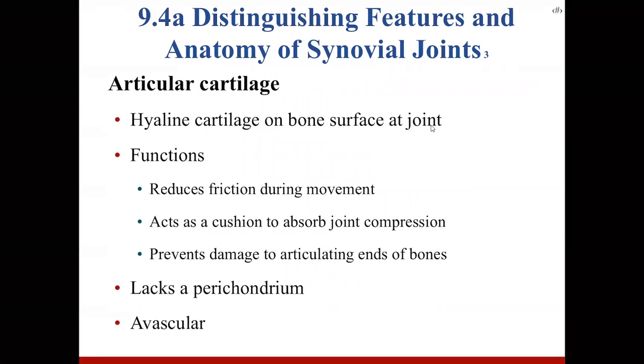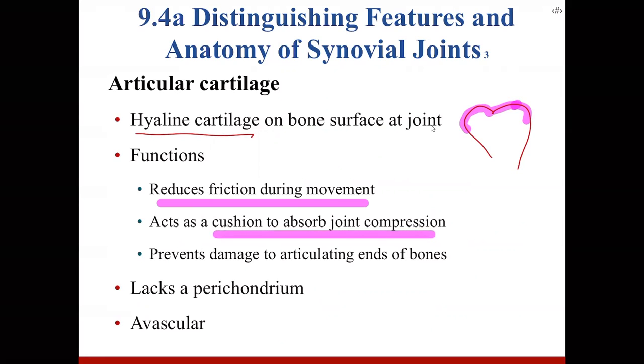Now articular cartilage is hyaline cartilage. Articular cartilage covers the surface of the bone. I always kind of think of it as like Teflon. And I know people don't like Teflon on their pans anymore, but it covers the surface. What it does is reduce friction. So when your bones rub together, it should be smooth. It can act as a cushion, so that when there's pressure, it helps protect the ends of your bones.